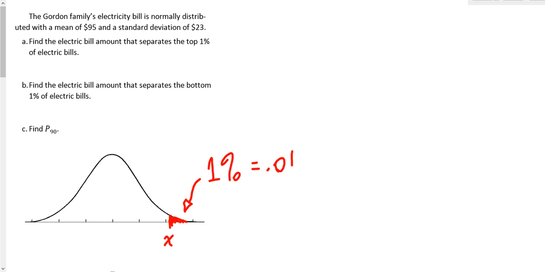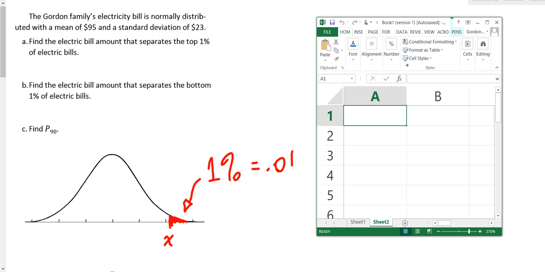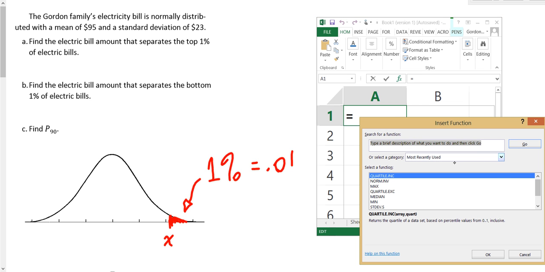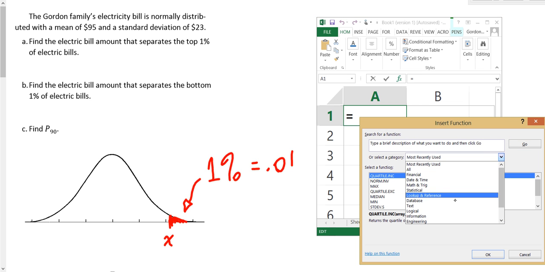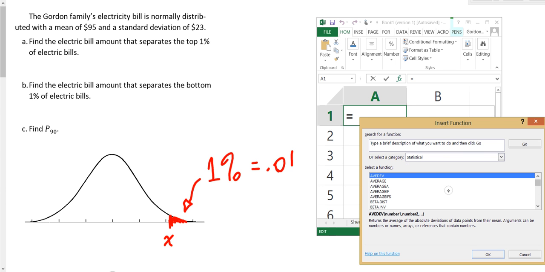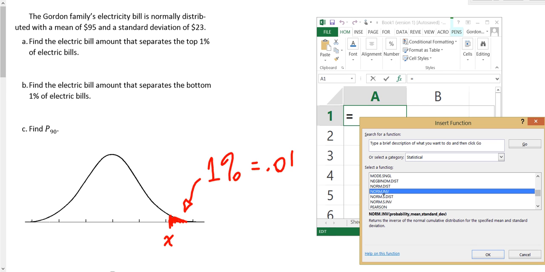So we're going to go to Excel, highlight cell A1, hit the FX button, and look for the statistical functions. Under statistical, I'm going to look for norm.inv. I'm still going down to the Ns where all the normal distribution functions are, but instead of norm.dist, the one I've used before, I'm going to look at norm.inv, which is the inverse normal.